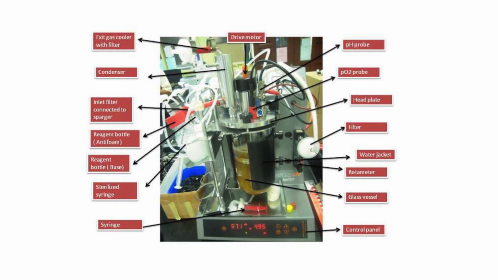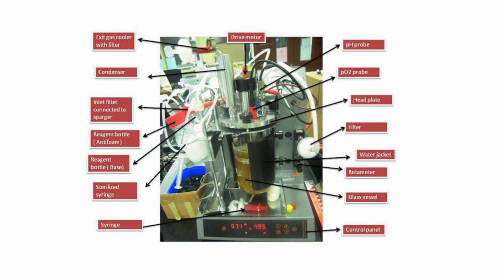A detailed diagram shows components like an exit gas cooler with a filter, a drive motor, probes for pH and dissolved oxygen, an inlet filter connected to a sparger, a head plate, reagent bottles for antifoam and base, a water jacket, a rotometer for measuring flow, and a control panel.